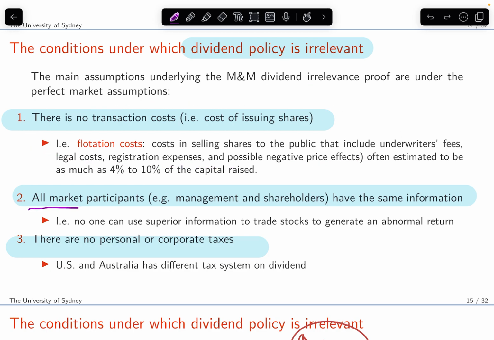The second one is that all market participants have the same information. This is the idea that people are informed, and therefore they can make informed choices. Lastly, there are no personal or corporate taxes. That really throws a wrench in the whole M&M dividend irrelevancy theory.